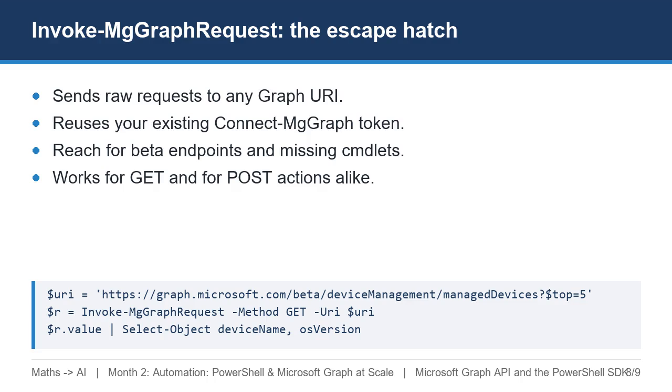Sometimes the typed cmdlets do not cover what you need. New features land in the beta endpoint first, and some actions simply have no cmdlet yet. Invoke-MgGraphRequest is your escape hatch. It sends a raw authenticated request to any Graph URI and reuses the token from Connect-MgGraph, so you do not handle auth again. It works for read calls and for action calls like reboot now. When in doubt, the raw REST call always works.